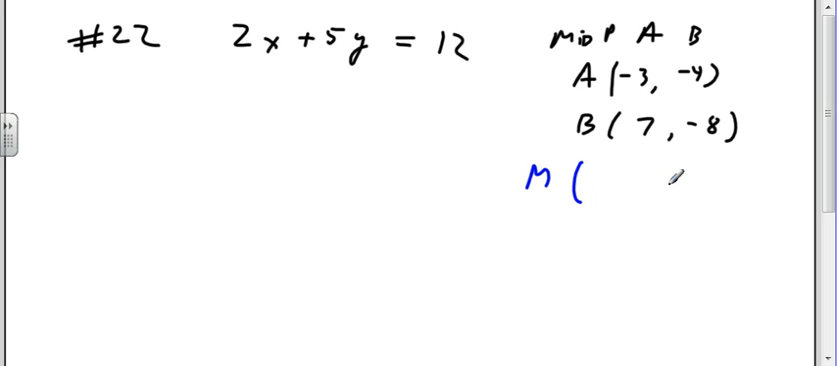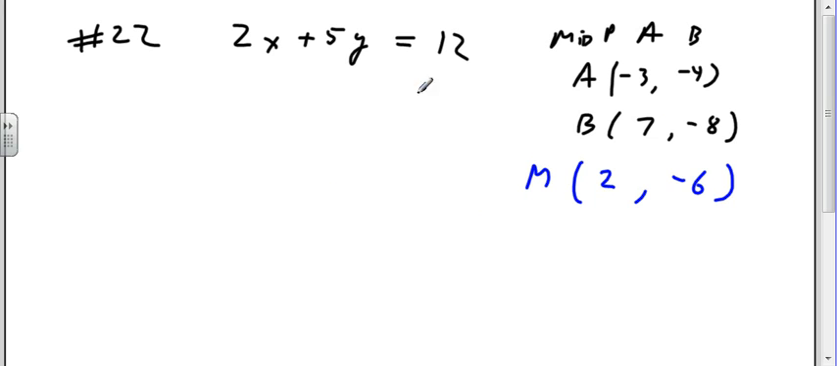The midpoint is going to be halfway between minus 4 and minus 8, which is a minus 6. Halfway between minus 3 and 7, which is 2. I add them together, I get a 4. I divide it by 2, I get a 2. Okay, so now I know the midpoint.